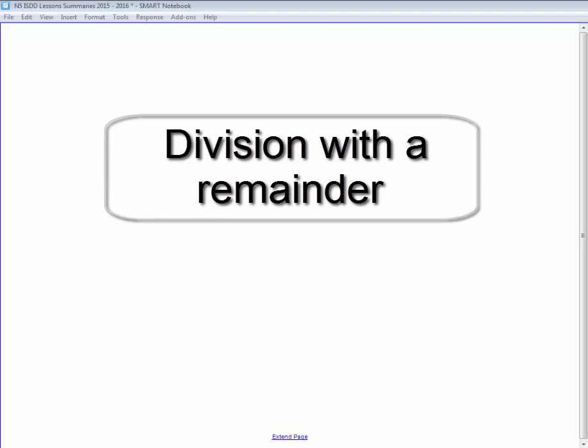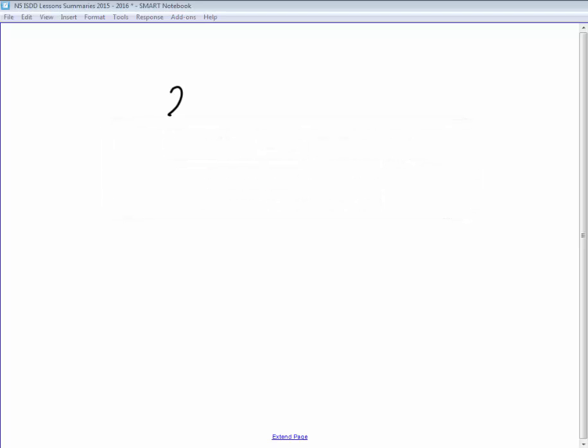Okay, today we're going to look at doing division sums where we're left with a remainder, and we're going to look at what we do with that remainder. We'll look at a normal division sum, say something like 276 divided by 4. The way that we would solve that would be rewriting the sum. We're not going to be doing it in our heads anyway.